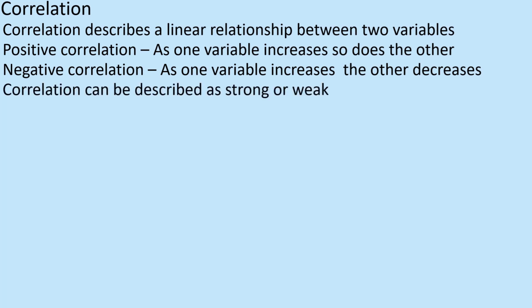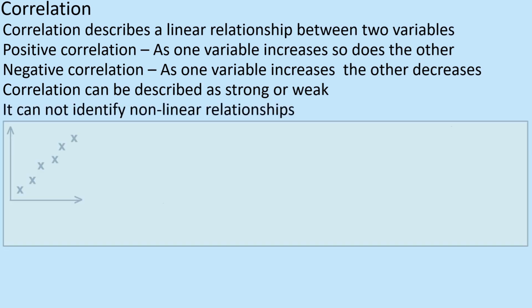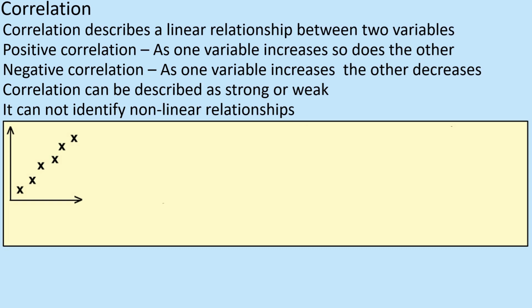It can be described as strong or weak. So if it's very, very close to what looks like a line, then you'd argue it's a strong correlation. If it's a little bit all over the place, then I suppose you can still say it's correlated, but not so strongly, so maybe you class it as weak. If you can't identify it, then you would say no correlation. All right, so let's have a look at this one.